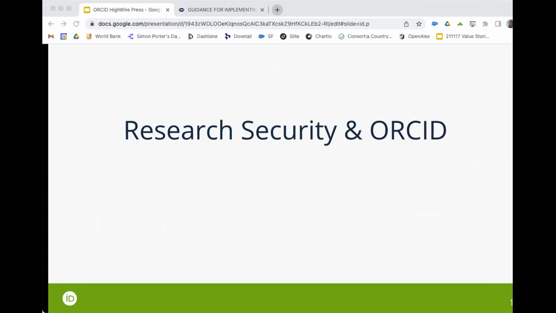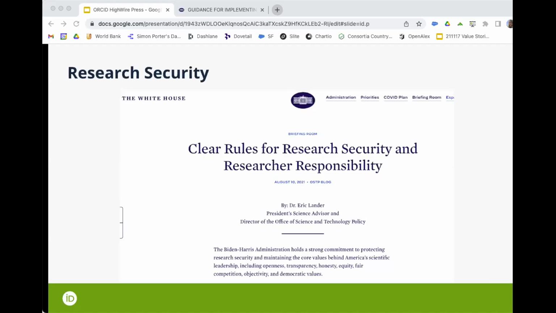Okay, so within my role, I've been asked to keep an eye on the topic of research security and ORCID's role within this new topic. If this is a new topic to you, please don't worry. It's been an issue within closed circles for quite a while now, and we're just recently coming into general awareness.